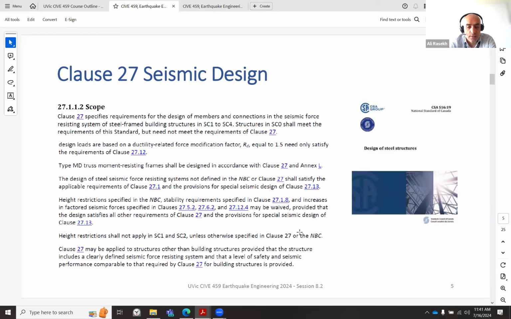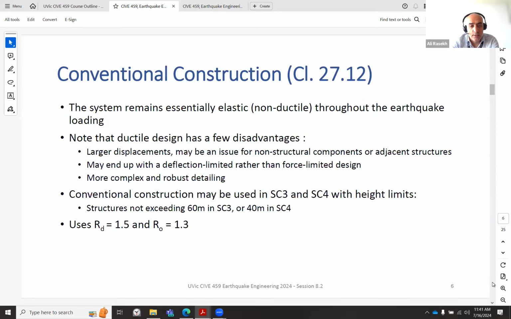Height restrictions shall not apply in seismic categories 1 and 2 because they have low demands. And Class 27 may be applied to structures other than building structures, provided that the structure includes a clearly defined SFRS and that a level of safety and seismic performance comparable to that required by Class 27 for building structures is provided. So, general stuff.